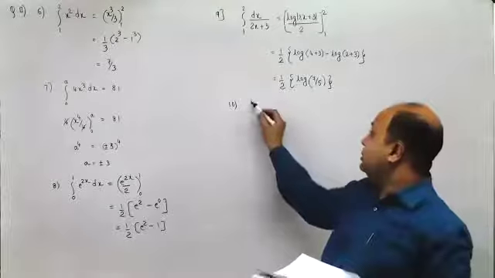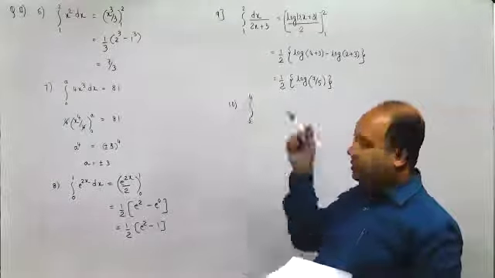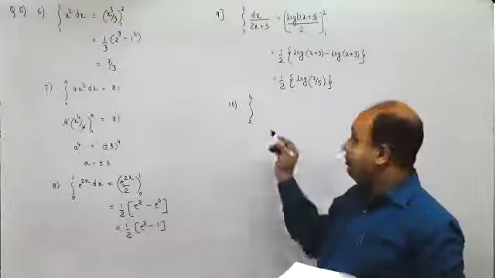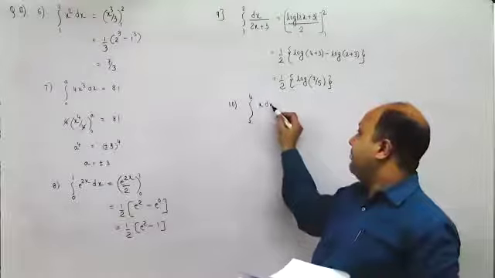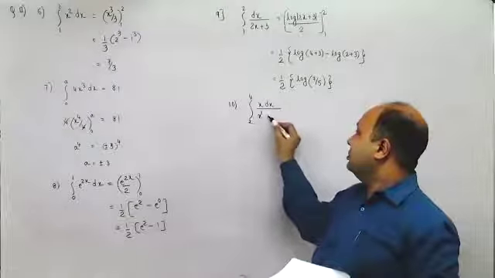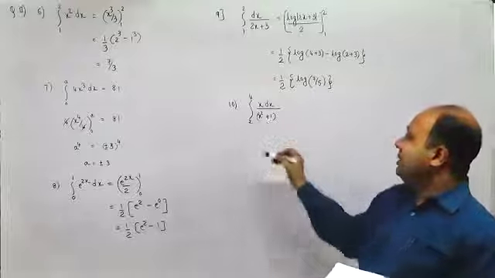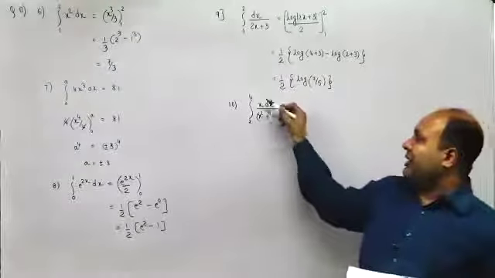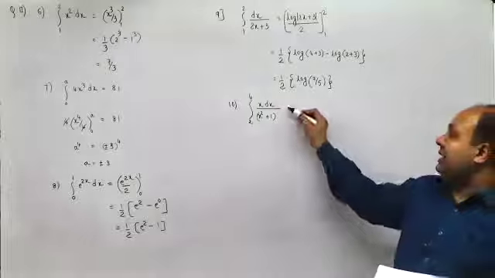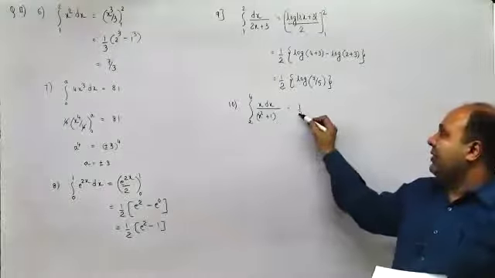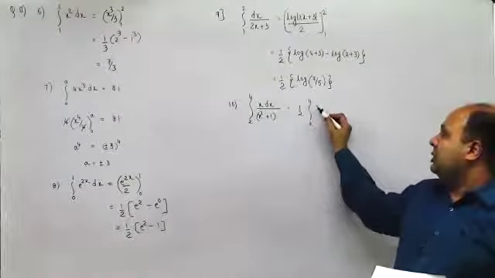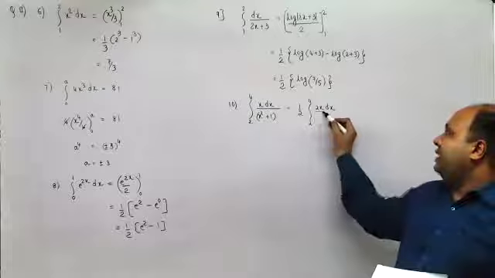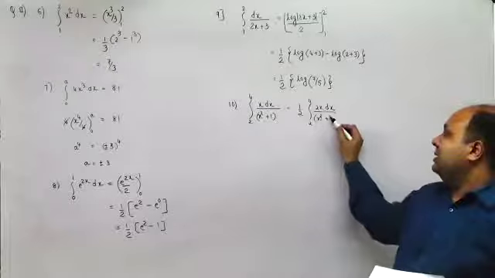Tenth one, 2 to 4. If you observe here, linear upon quadratic, again, when you have linear upon quadratic, try to get the derivative of the denominator in the numerator. So you have to multiply with 2, you will get 2 to 4, 2x dx by x square plus 1.